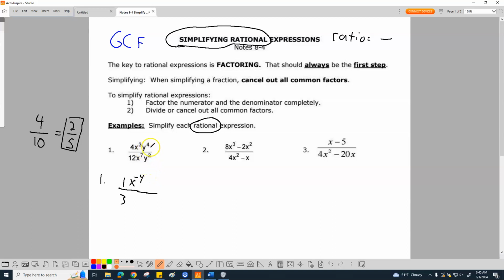Now this next one is y to the 4 over y to the 2. So I'm going to go 4 minus 2, which gives me y^2. Now on the next step, this is step A. On the next step, you're going to clean it up the rest of the way.